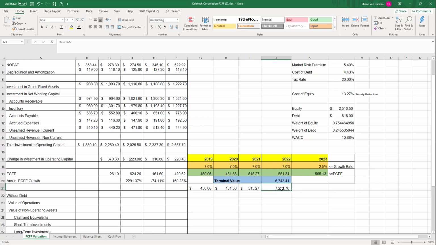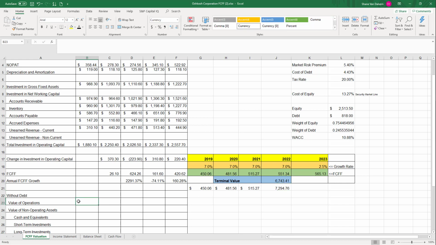And so we're going to say the value at that point, the cash flow we could receive at that point is $7.294 billion or $295 billion. Okay, so now what we want to do is bring these values back to the end of 2018 because that's the point in time where we're valuing the company.